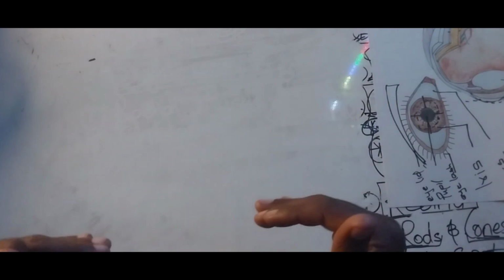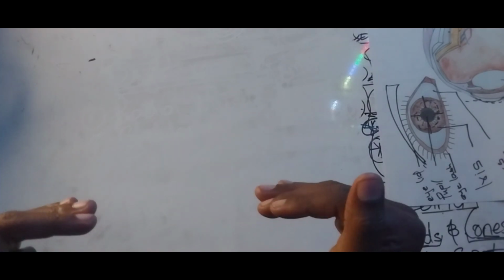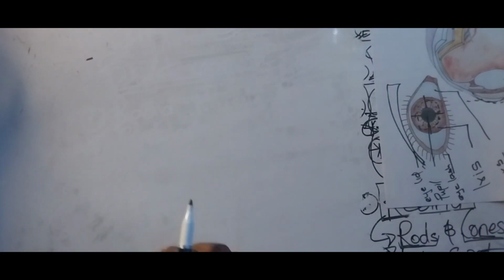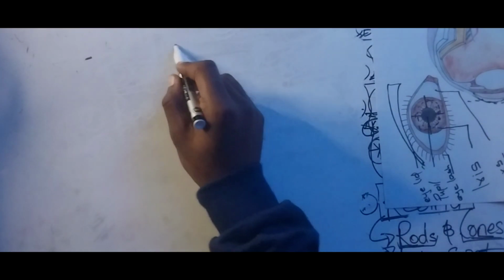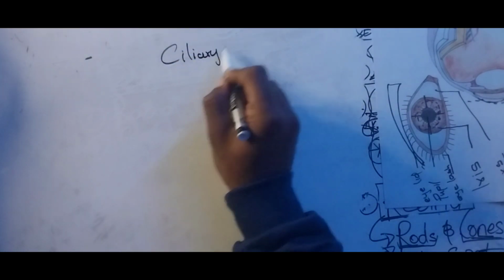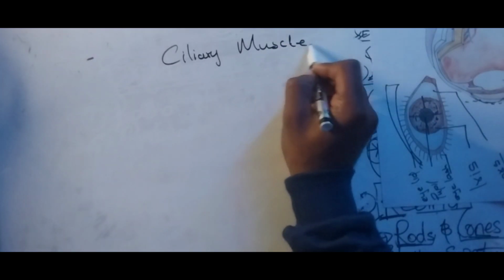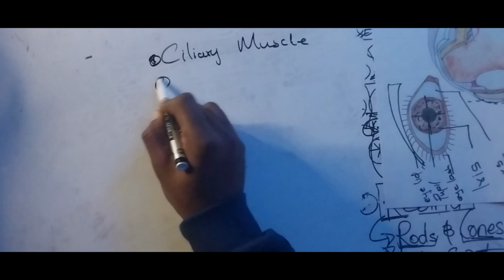So what do we mean by that? Anything that is less than 6, is it 6 or 5 meters? Anything on 6 meters or 5 meters or below is going to be regarded as near vision. All right? Now, anything that is above 6 meters or 5 meters is going to be regarded as long distance. So remember, in long distance, we are going to talk about the ciliary muscles. We're going to talk about suspensory ligament.